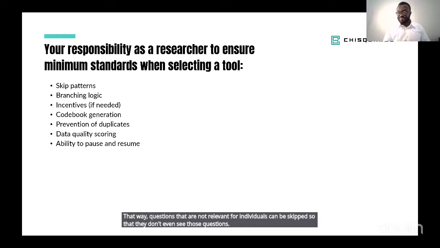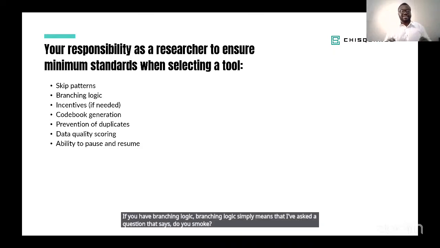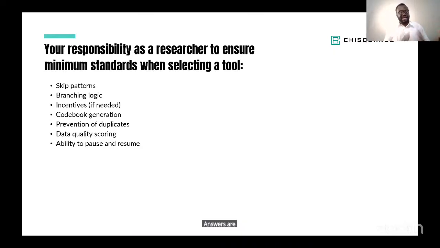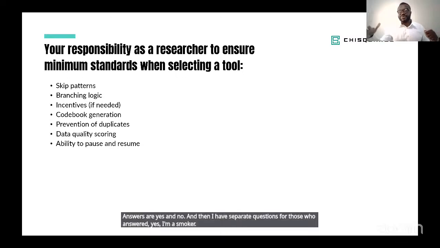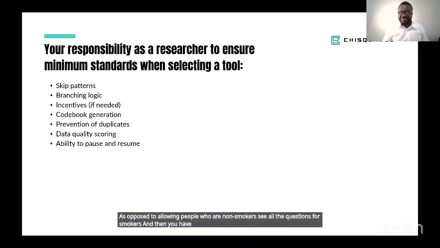You should have branching logic. Branching logic simply means that I've asked a question that says, do you smoke? Answers are yes and no. And then I have separate questions for those who answered yes, I'm a smoker, and separate ones for those who said no, I'm not a smoker, right? As opposed to allowing non-smokers to see all the questions for smokers, and then you have bad data, and then you have to start worrying about cleaning the data and about missingness.